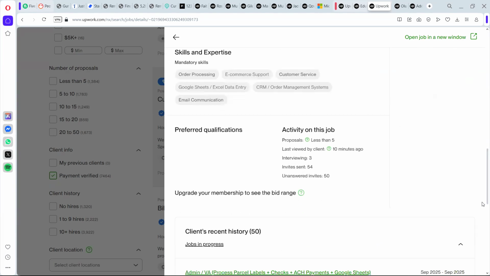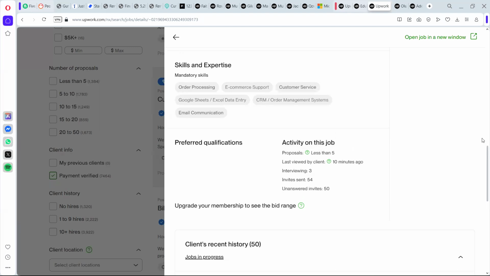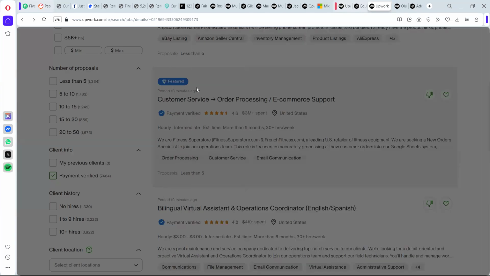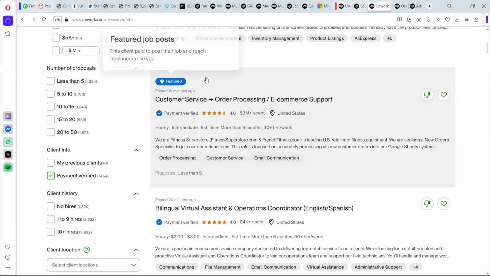Now, another point I need to note for you guys is that sometimes it's not the client that sends these invites. It's Upwork that sends the invite on their behalf. The client will post their job on their own, but if Upwork realizes that this is a very juicy job and they want the client to make money so that the client will pay them, especially when the client is an enterprise client, Upwork will post on their behalf. Then sometimes when you see featured too, it means the client is paying. As you can see here, this client paid to post their job. That's why you see featured.